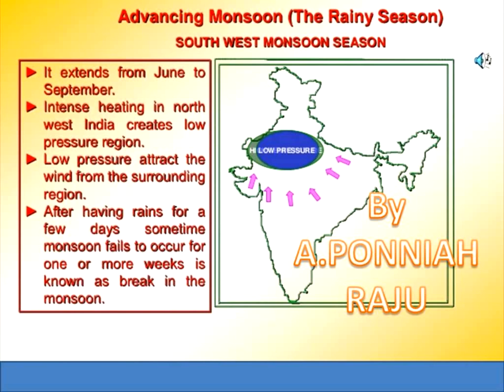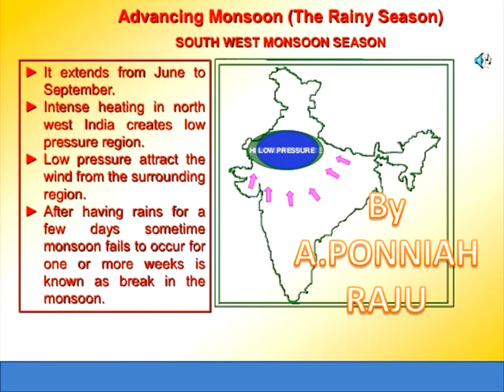Dear students, in the last session we saw the different seasons of the Indian climate, which we call the Indian monsoon type of climate. It consists of different seasons: the hot weather season, the cold weather season, and the rainy season, which is the advancing monsoon. And there is the retreating season, the transition when the monsoon withdraws.